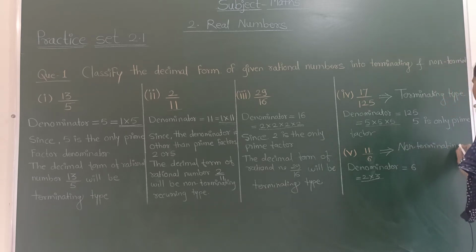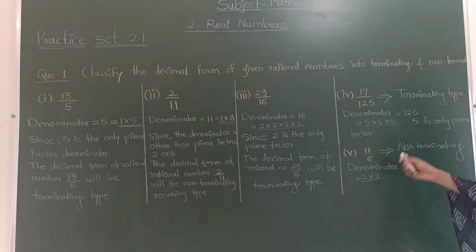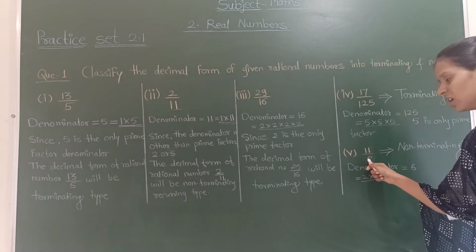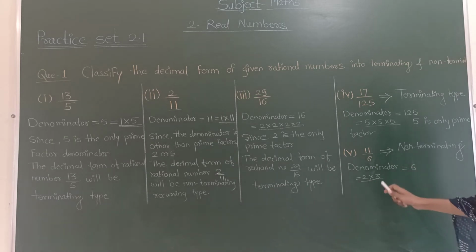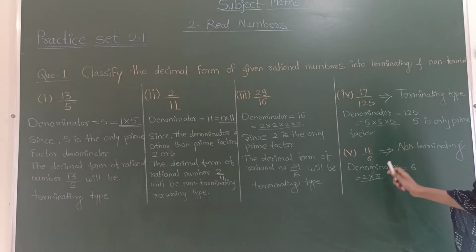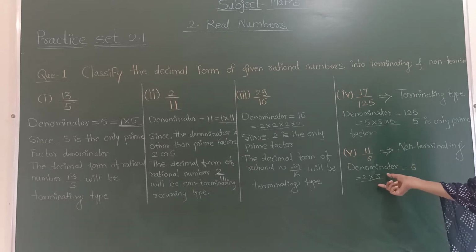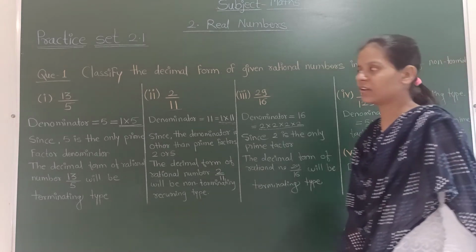Okay? The rational number 11 upon 6 will be of non-terminating recurring type, because the denominator is 6, the factors of 6 are 2 into 3, and 2 and 5 are the only prime numbers which give a terminating decimal form. Here you can see the factor is 3, which is other than 2 and 5. Therefore, such rational numbers will be of non-terminating recurring type.